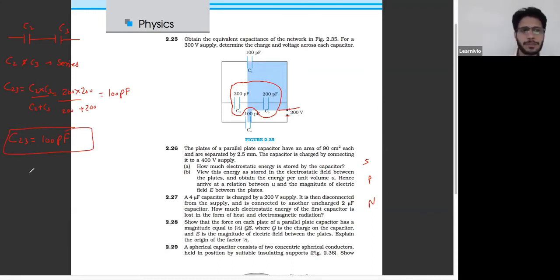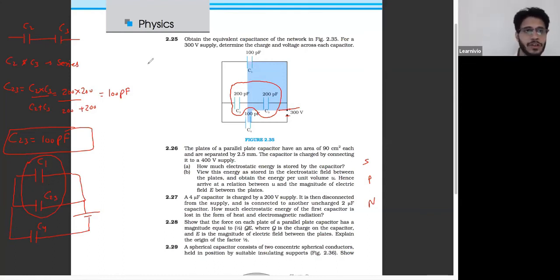So now let's make a sub-circuit. We have C1. Instead of C2 and C3, I put one C23. And then I've taken this C4, and this is the battery. Now tell me, are these two capacitors connected in any type of combination?